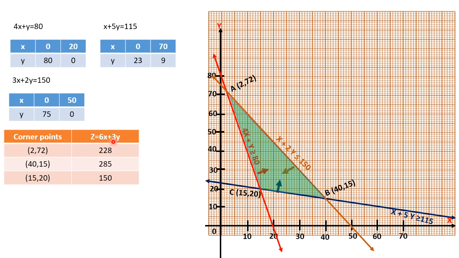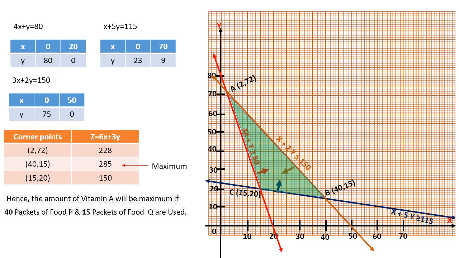6 into 15 plus 3 into 20 will get us 115. Then the maximum value is here, 285. So write the conclusion. You can say amount of vitamin A will be maximum if 40 packets of food P and 15 packets of food Q are used.